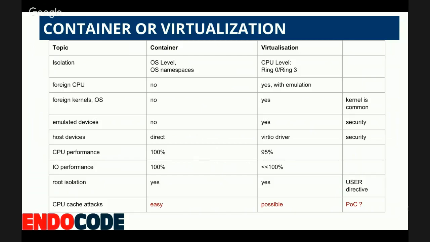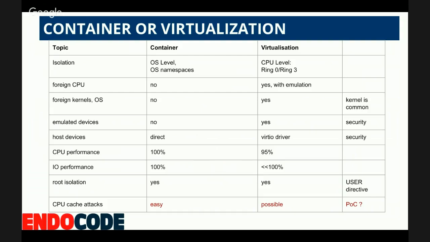If you compare container and virtualization, then we have a long list of capabilities to compare. First thing which comes to mind is the isolation. The isolation level for containers is completely different from the isolation level of virtualization. A container is separated by the operating system in namespaces, and it has special restrictions on resources. And a virtual machine runs on a completely different CPU level. There are 4 rings, normally only ring 0 and ring 3 are used. So this isolation is guaranteed by the CPU, whereas the isolation of a container is guaranteed by the operating system.